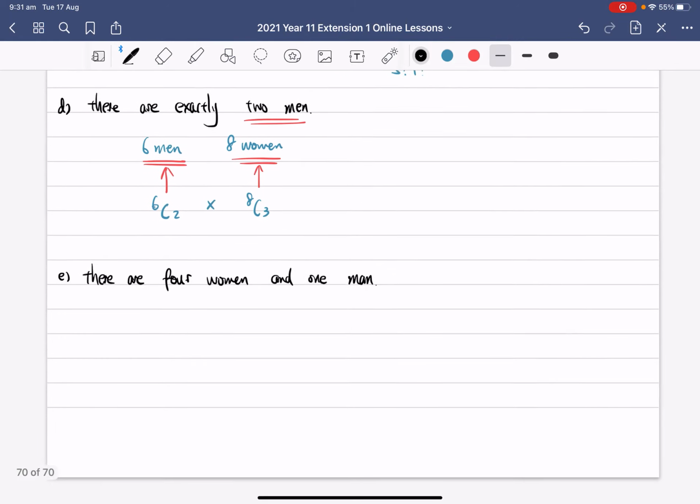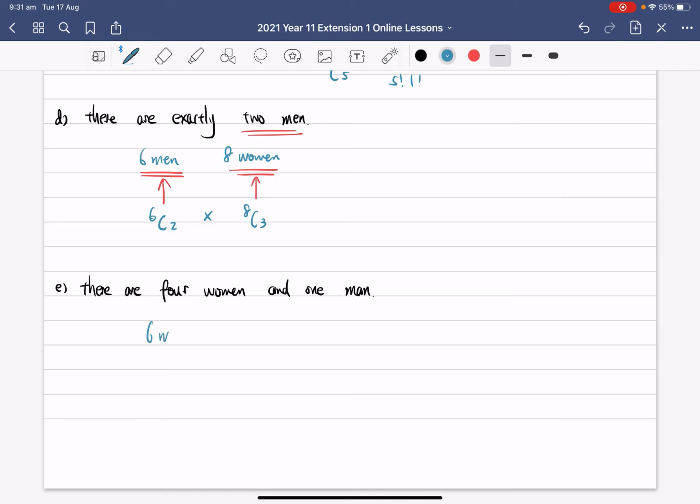All right, so again, similarly, we have the same question here. We've got 8 women here. We need to select 4 from 8 of them, so therefore that's 8C4. We need to select 1 man from 6 men. So that gives you 6C1, and we multiply them together. It's very similar to the previous question.